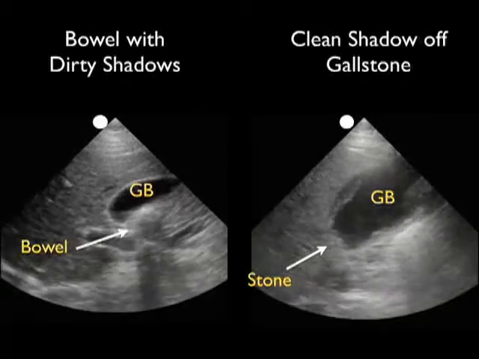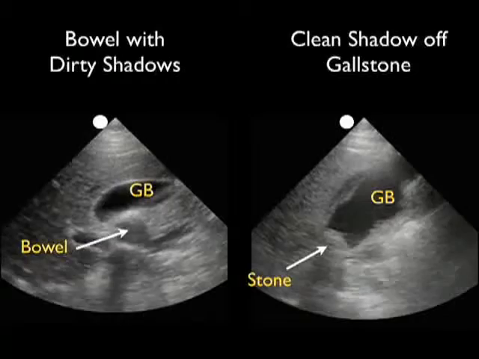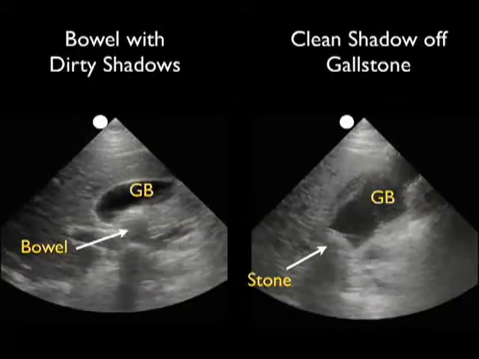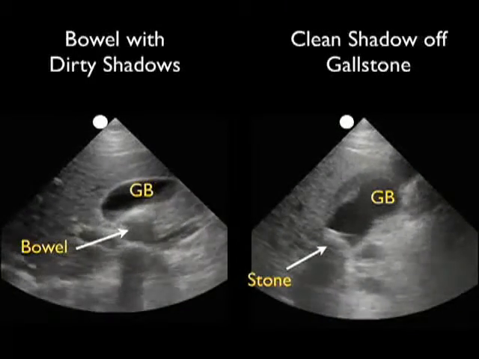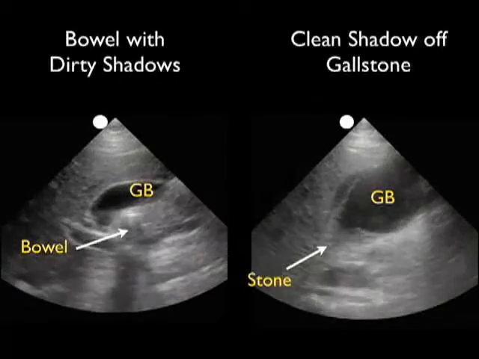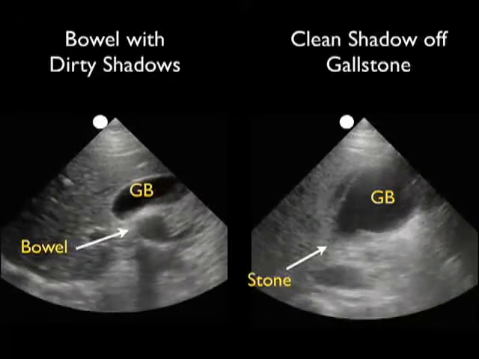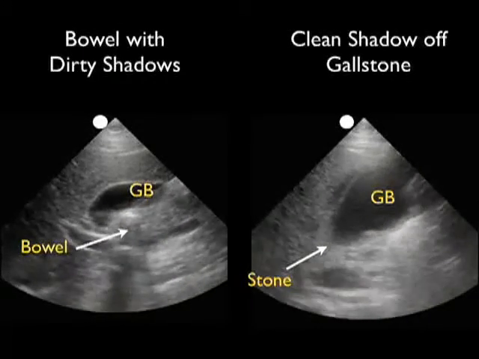However, the loop of bowel is clearly outside the gallbladder wall and not inside as a gallstone would be. Also, let's look at the shadows that come off the back of the air-filled bowel. What we see is that there are dirty shadows, as I characterize, that are not completely dark as those that would be seen off of a gallstone. Notice that there are areas of white within the dark areas characterizing a dirty shadow.